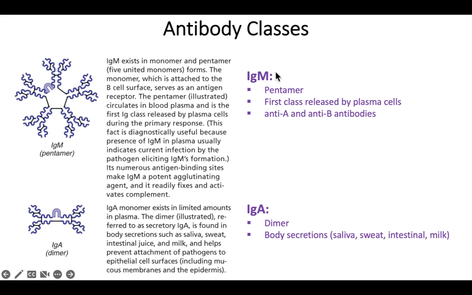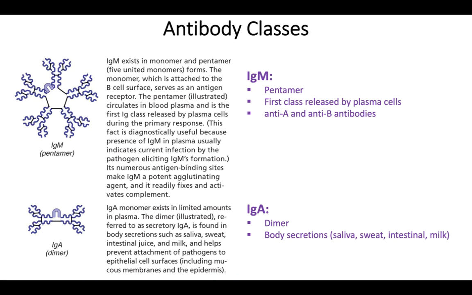So IgMs, what do you need to know? Well, first and foremost, they look a lot different. They're what we call a pentamer. Penta means 5, so they've got 5 of these units right here. So they're big antibodies. They're the first class to be released. We saw that on the previous graph.